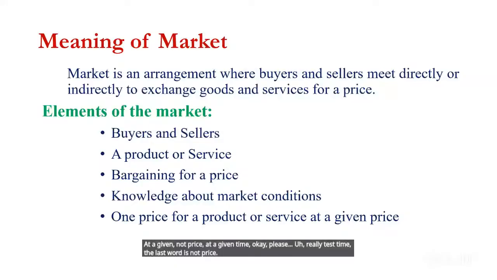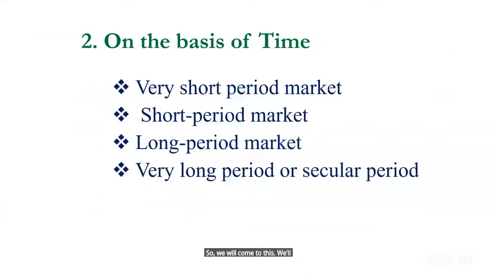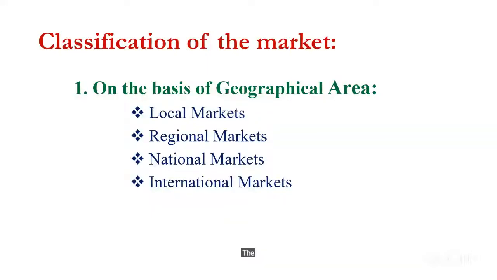Okay, classification of the market. You can classify the market on the basis of many things: on the basis of geographical area, time, nature of transaction, regulation, volume of business, basis of competition, and basis of market structure. We will come to this. We'll start with the first one. The market can be classified on the basis of geographical area: local markets, regional markets, national market, international market.